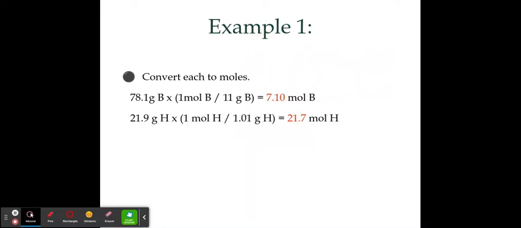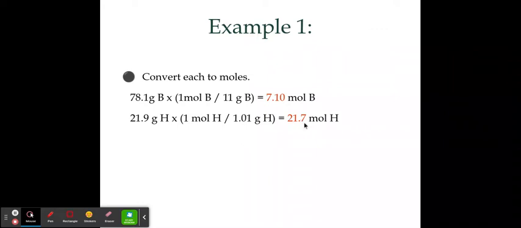Okay, so like we did before, we want to convert the mass in grams to moles after we convert the percent to grams. So this was 78.1 grams. Now we go to moles. So here's our conversion factor. Off the periodic table, we have 11 grams boron. The grams cancel out, giving us moles. And then for hydrogen, we have 21.9 grams hydrogen. Divided by 1.01, we get 21.7.